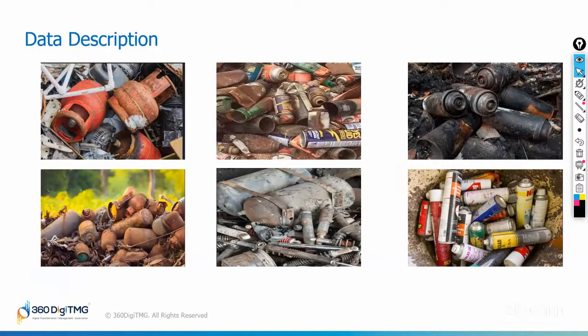Let's focus on what kind of dataset we gathered. From the name of the project itself, we can understand that this is a computer vision project, where we need to focus on image data, image processing data. If you see this image, in the scrap part we have explosive items. These are all cylinders present in our scrap, which might explode if they come in contact with high temperature. So we need to focus on all this.